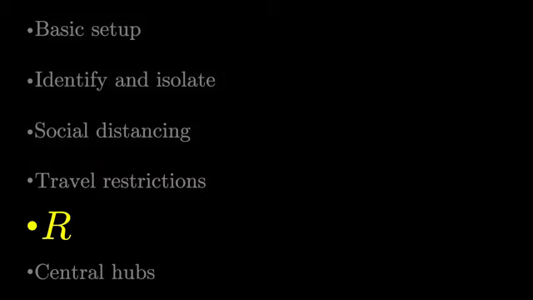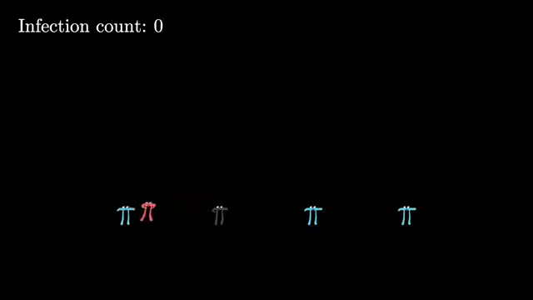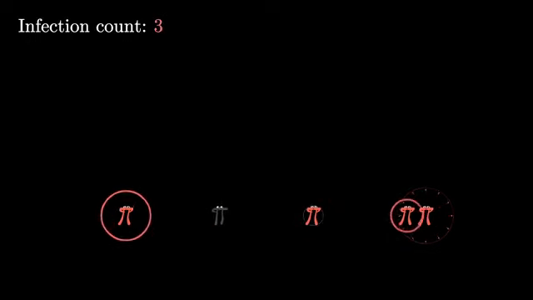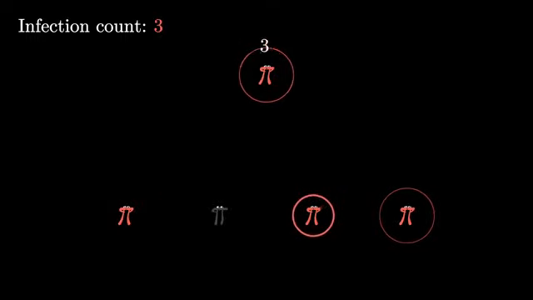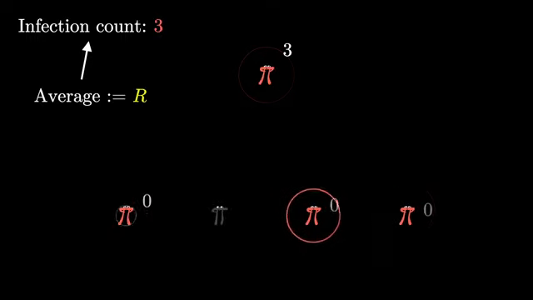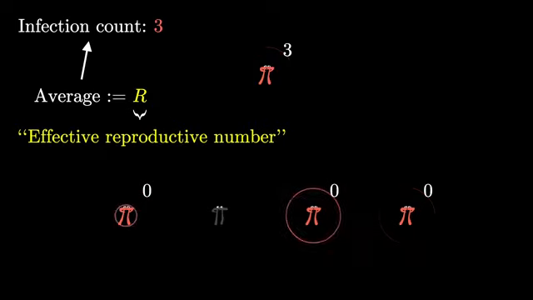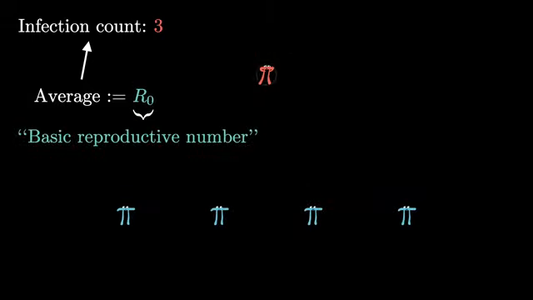Let's take a moment to talk about how to quantify this spread. Consider one person with the disease, and then count how many people they infect while they have it. The average for this count across everybody who's been sick is known as the effective reproductive number, or R. A more commonly discussed number is R0, which is the value of R in a fully susceptible population, like at the very beginning. This is known as the basic reproductive number.